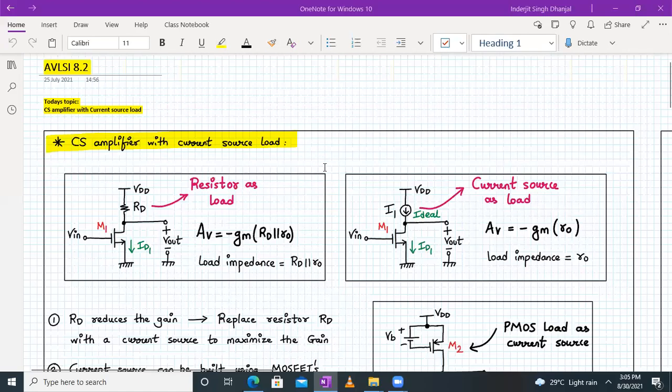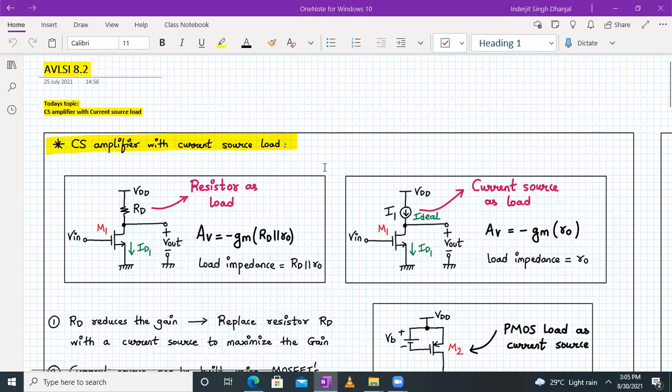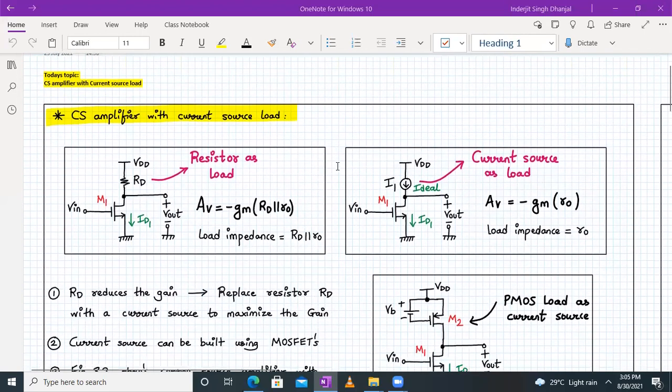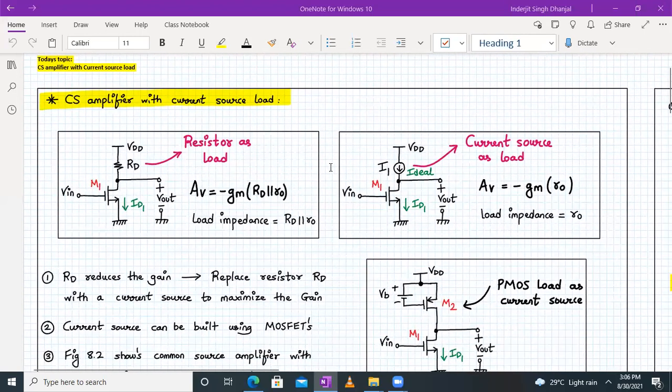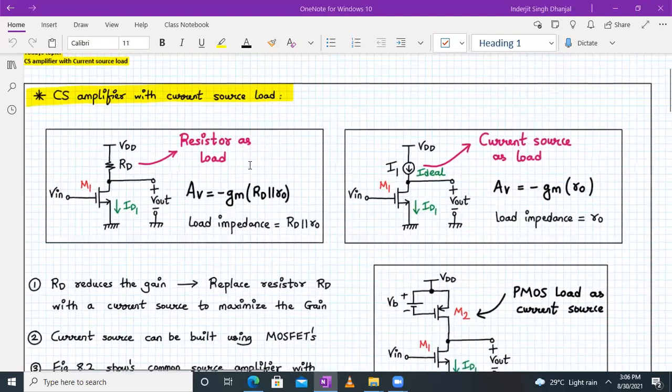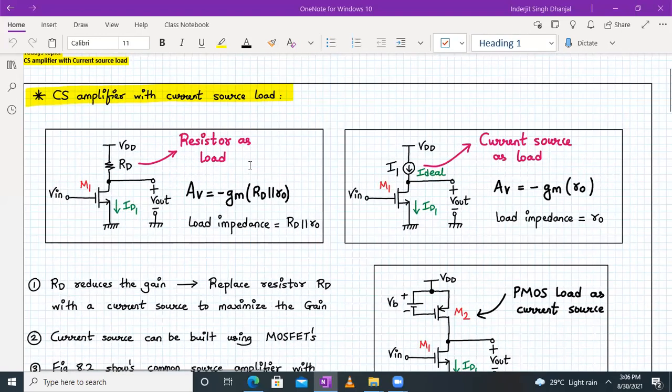Hello everyone, welcome to AVLSI lecture number 8, part 2. Today we are going to start with the common source amplifier with current source load. Let's see a brief comparison between the two first, and then we will proceed.